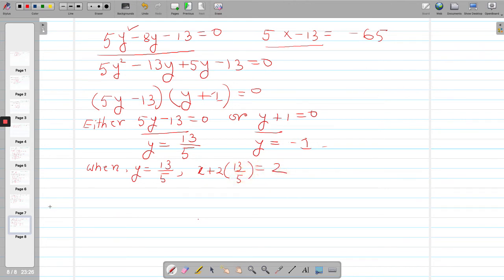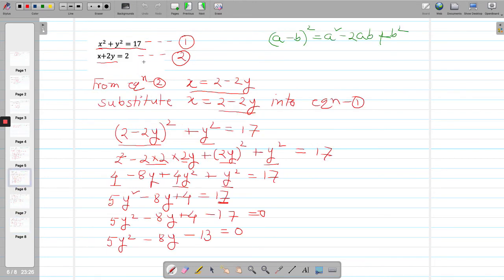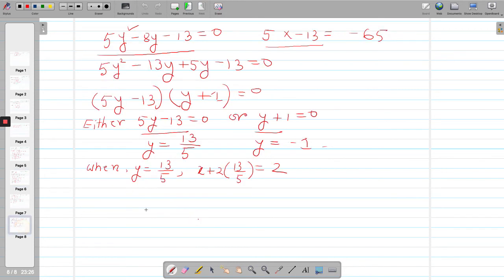So let's check again. Yes, it was x plus 2y equal to 2. Now we solve it here. If I multiply by 2, it becomes x plus 26 over 5 equal to 2. So x becomes 2 minus 26 over 5. This is 10 over 5, and 10 minus 26 is minus 16, so minus 16 over 5 is one answer.